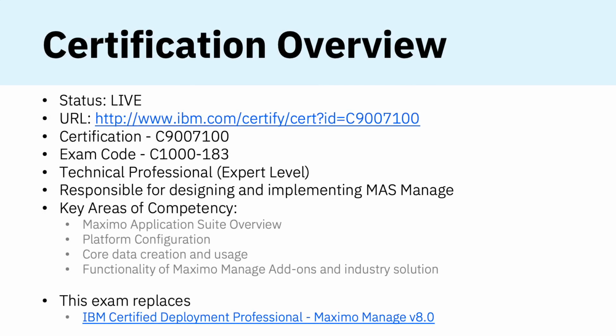The C1000-183 exam is the only requirement to gain the IBM Certified Maximo Manage Version 9 Functional Deployment Professional Accreditation. It's intended to assess expert-level competency in Maximo Application Suite Manage for those candidates implementing the solution or technically involved in its configuration and customization. It replaces the Maximo Manage Version 8 certification and contains assessment of both core Maximo Manage functionality and implementation topics, like database configuration and domains.